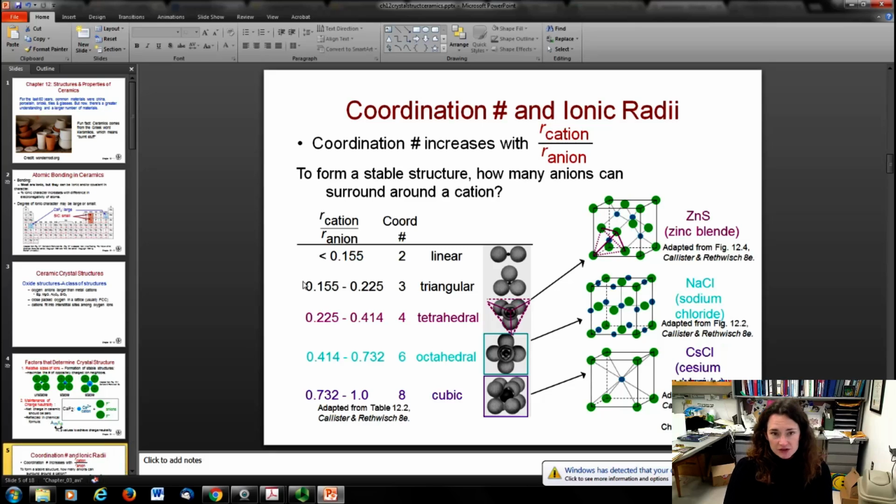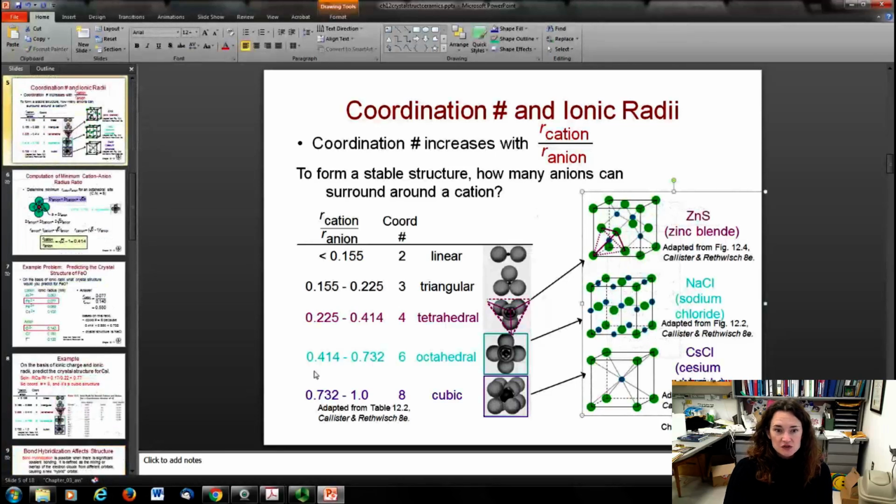But to define what these ratios are, if the ratio of the cation to the anion radius is less than 0.155, then you've got a coordination number of 2 in sort of a linear structure. If it falls between 0.155 and 0.255, you've got a coordination number of 3 and a triangular structure. As it increases from 0.225 to 0.414, you have a tetrahedral structure, and then you get this zinc blende looking crystal like you have over here.